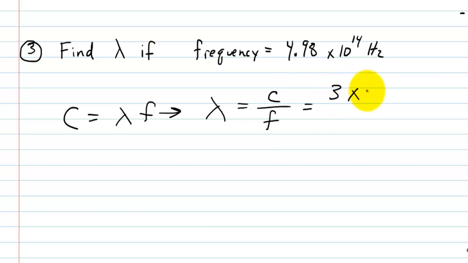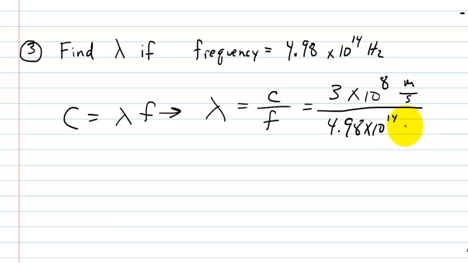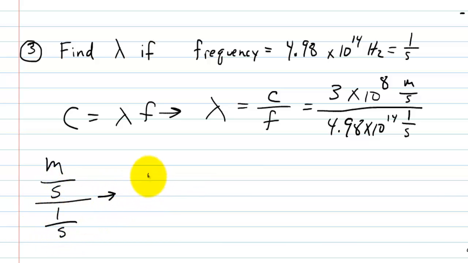This again is 3 times 10 to the 8 meters per second, all over 4.98 times 10 to the 14. And this is hertz, which hertz again is the same thing as saying 1 over seconds. And if you have units like this, meters per second over 1 over s, you could rewrite that as meters over second times, and when you get something down here like this, you just flip it. So this would be s over 1. And now the seconds cancel and you're just left with meters.